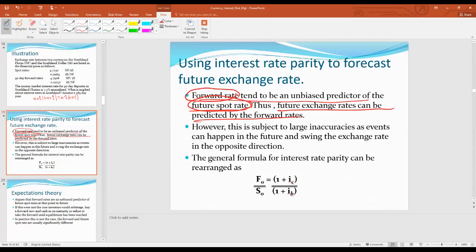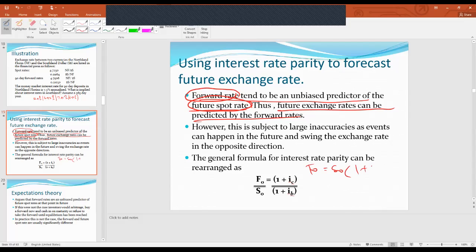So if we are to rearrange the equation for the interest rate parity theory, the forward rate was given as the current spot rate times 1 plus the interest in the price currency over 1 plus the interest in the base currency. We can simply convert it by dividing by S naught, that is the current spot rate, on both sides.